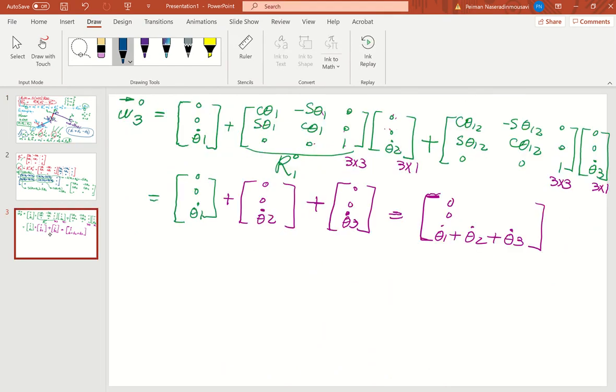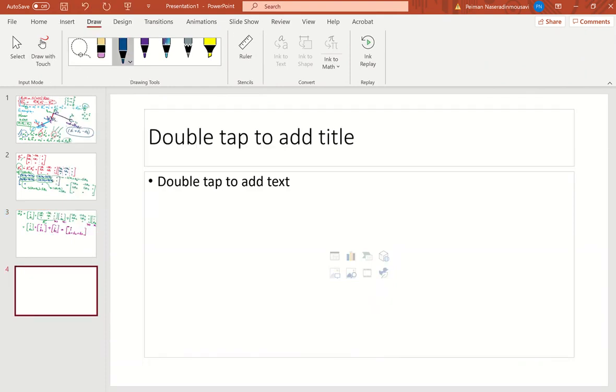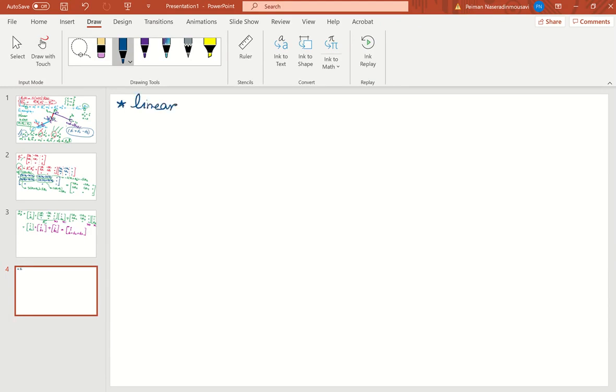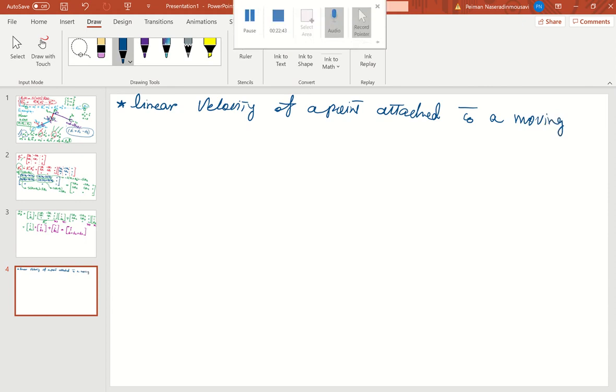So before going to the next topic and then to the Jacobian, which is a super important part of this course, let me teach you the linear velocity of a point attached to a moving frame.